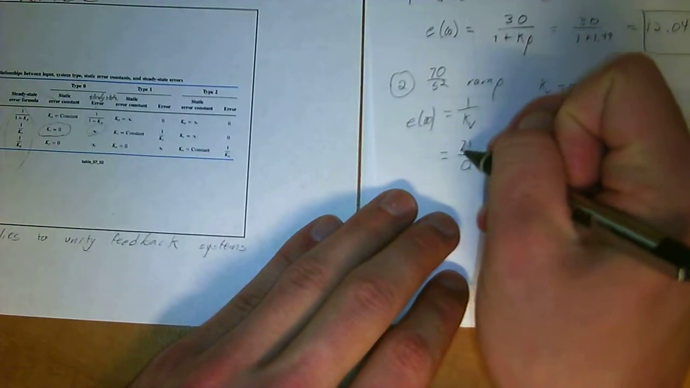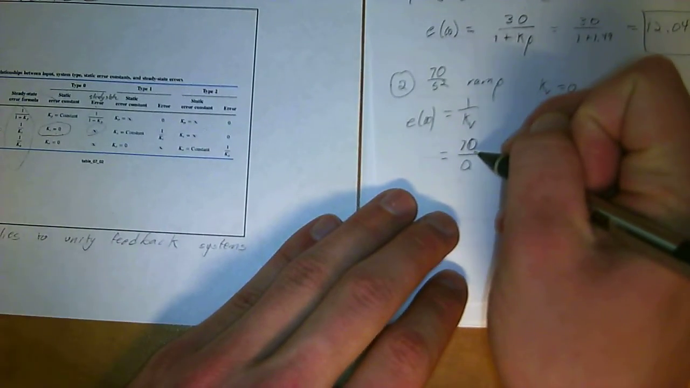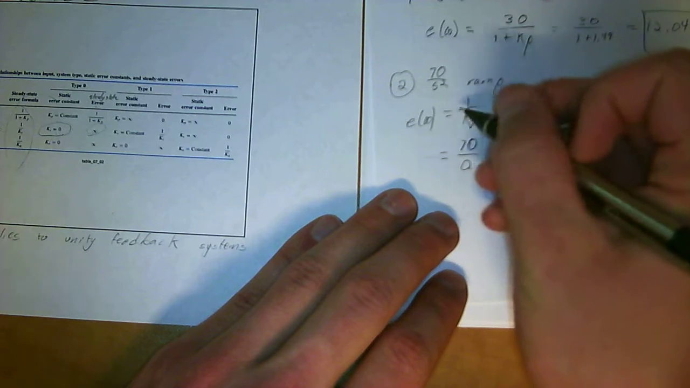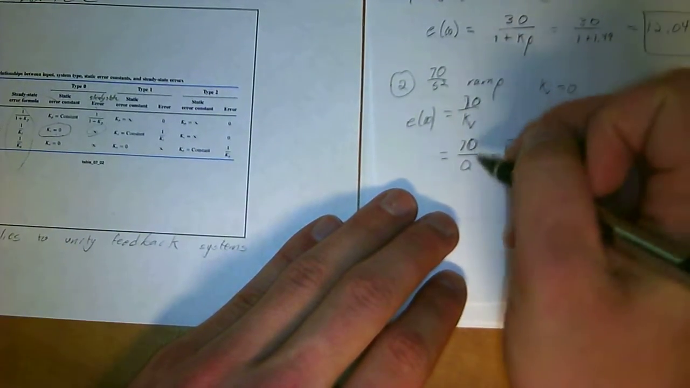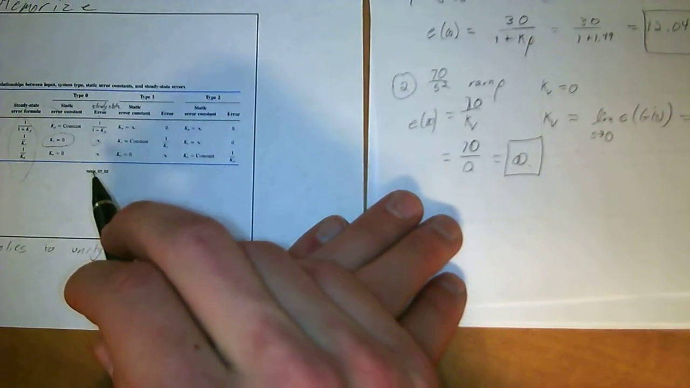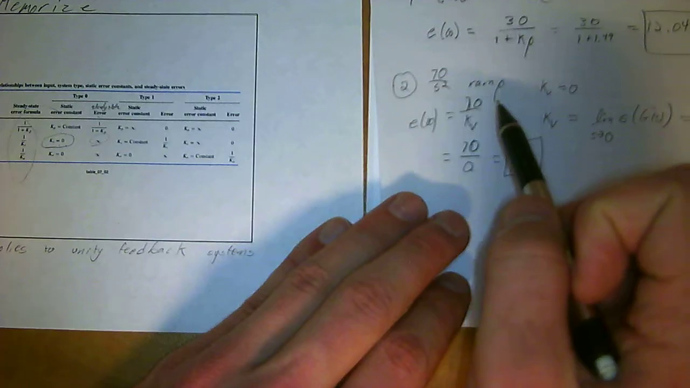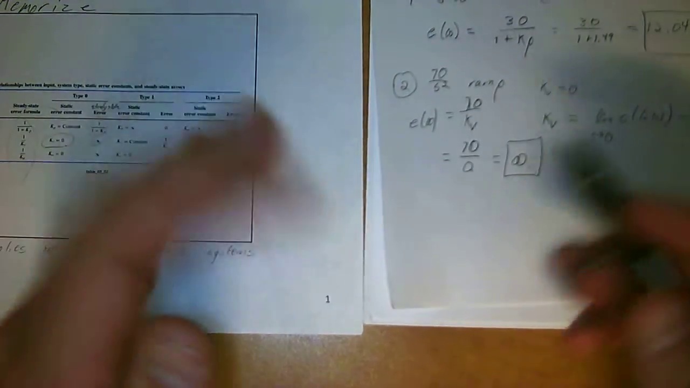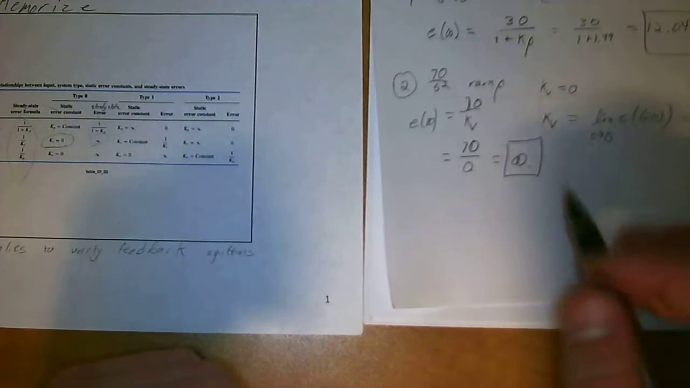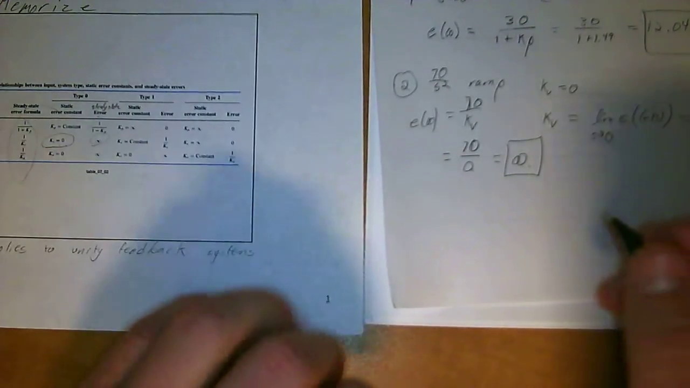one other error in here. This is 70 over 0, kV. We have an input of 70 over S, so this is 70 over kV. So 70 over 0. But if you memorize this table, you could have looked at this and said, ramp input, oh, I have a type 0 system. The error is going to be infinity. And you're done. You don't even have to do this math. And you can say, by table, it is infinity.